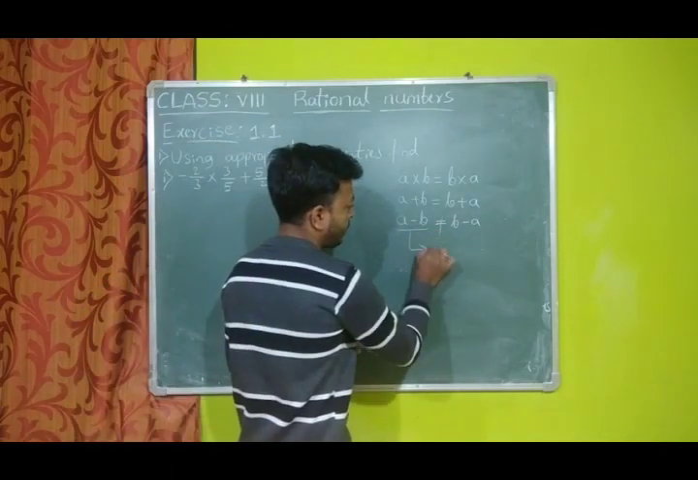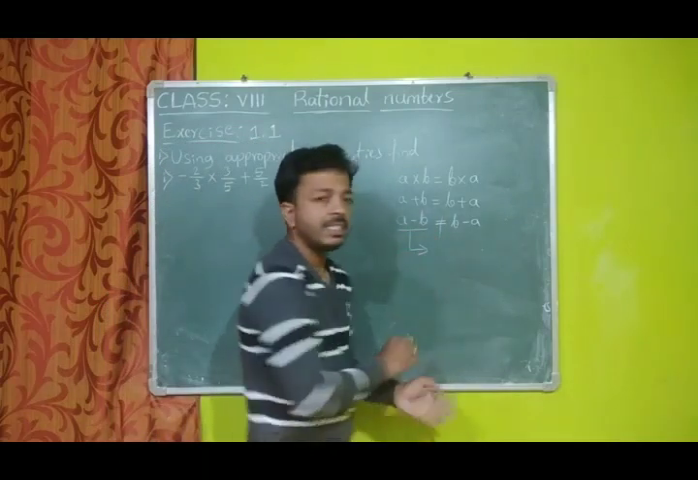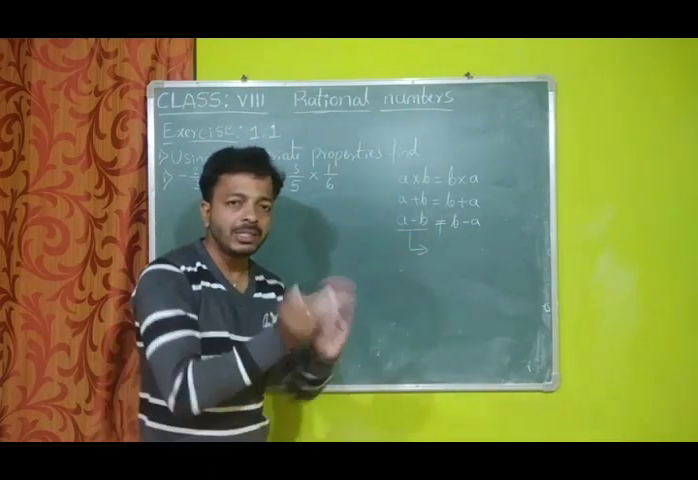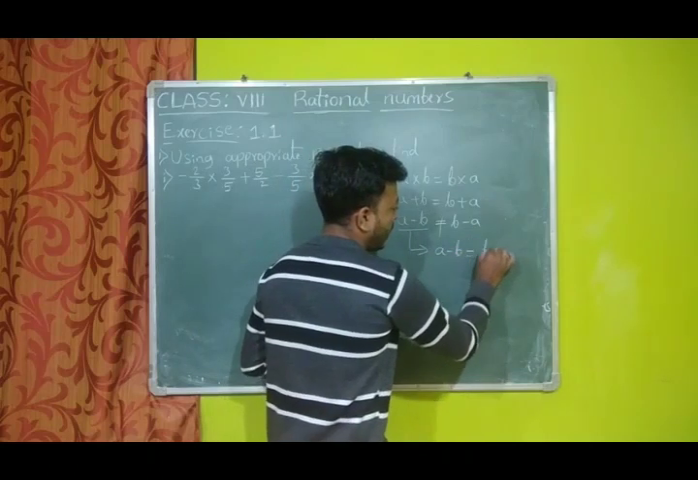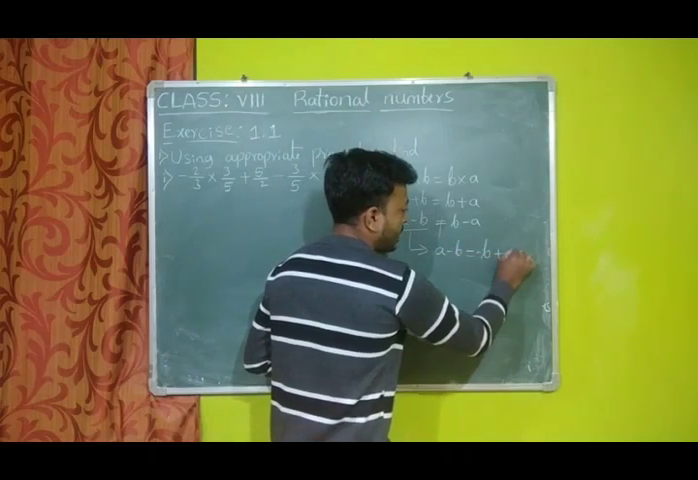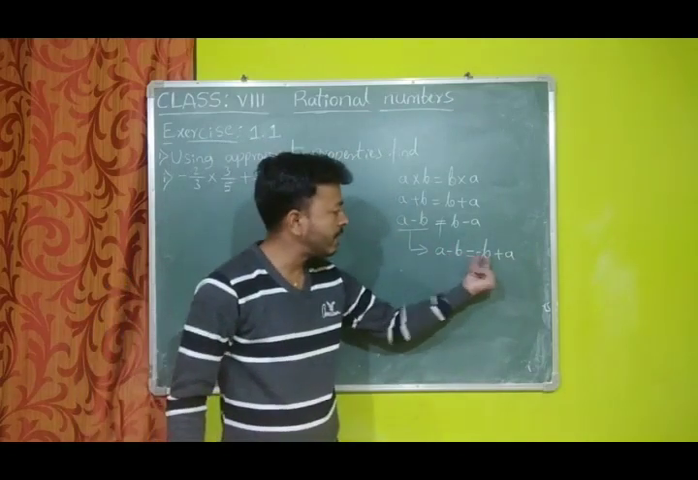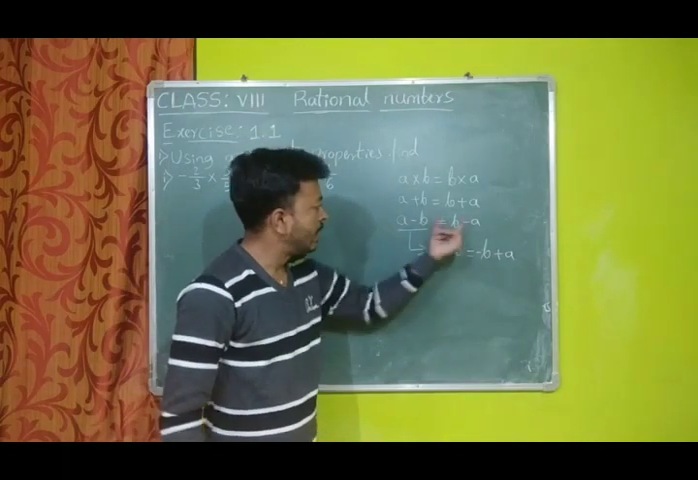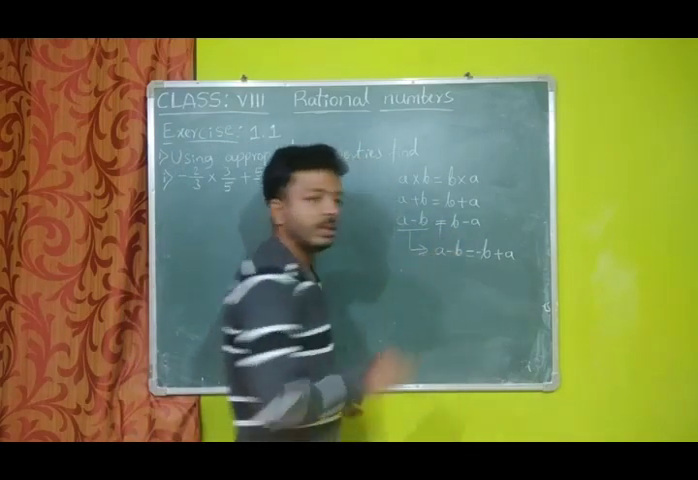Just see here, regrouping. Just do the regrouping here. Don't change the sign, don't change the term, just regroup. A minus B is equal to minus B plus A. Just do the regroup. This is equal. Minus B I wrote first and plus A I wrote first.